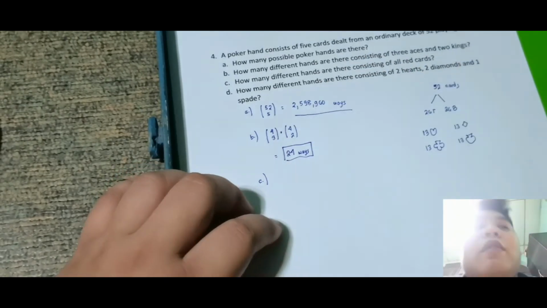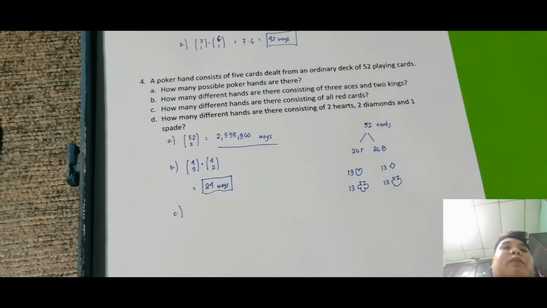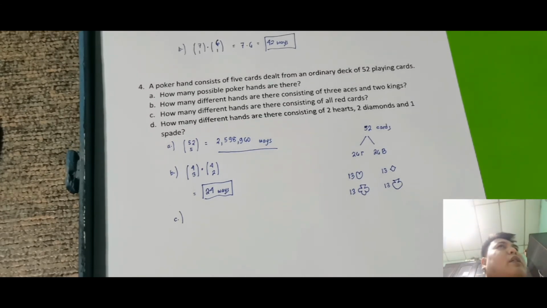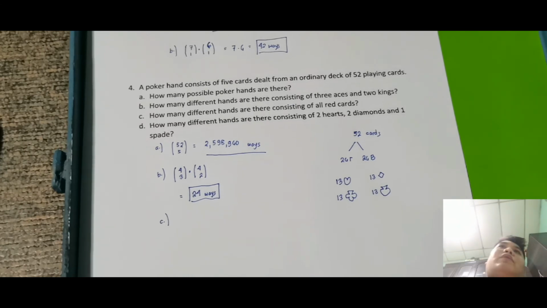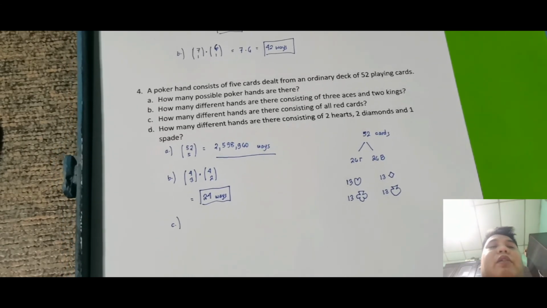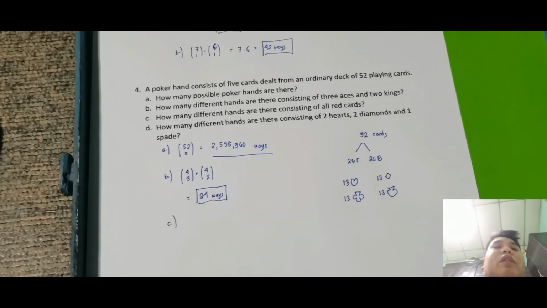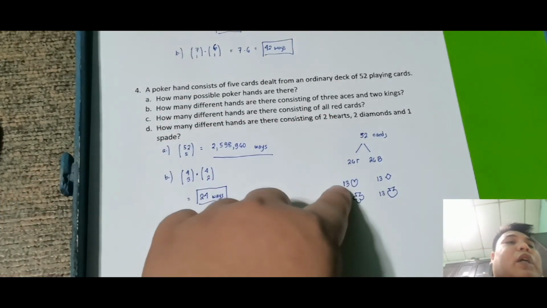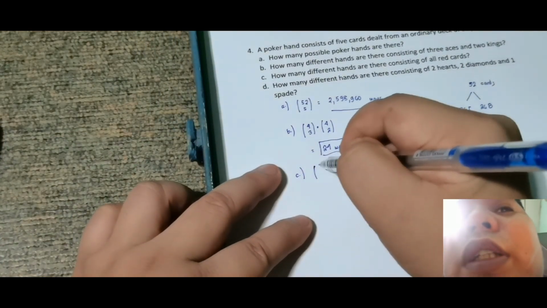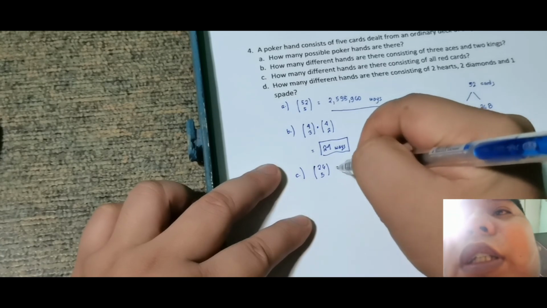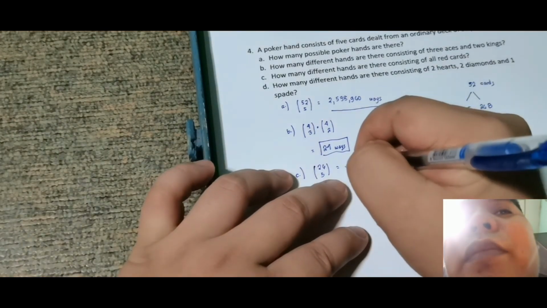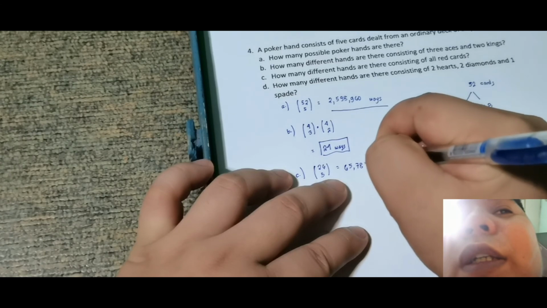Okay, letter C. How many different hands are there consisting of all red cards? So I want, for example, your cards to be only red. Something that is just red. So how many red cards are there in our 52 cards? There are 26 red. Since the poker hand has 5 cards and all of them should be red, that is 26 taken 5. That is 65,780 ways.